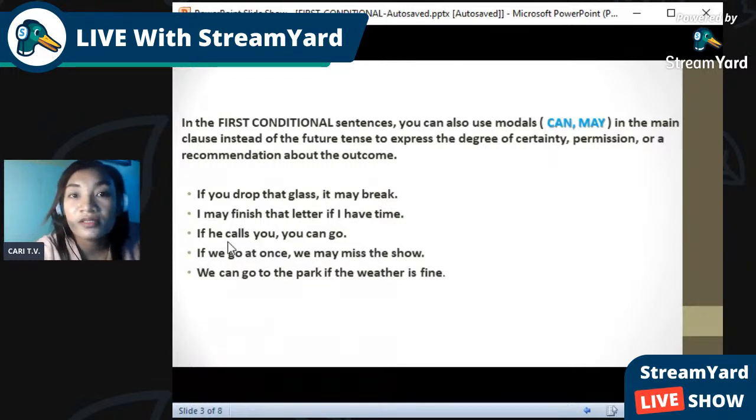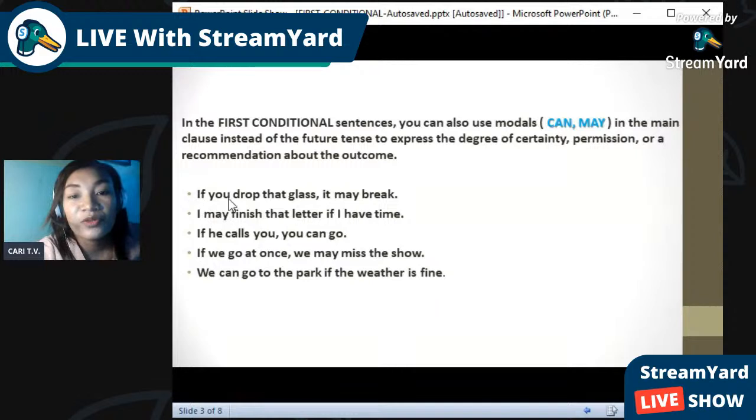If he calls. And that is the condition. You can go. So the result is that you can go. So notice here, we do not use will or shall. Instead, can. If we go at once, comma, we may miss the show. Okay? And then, in this one, we can go to the park if the weather is fine.